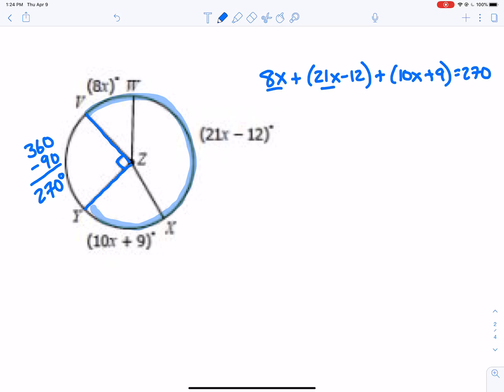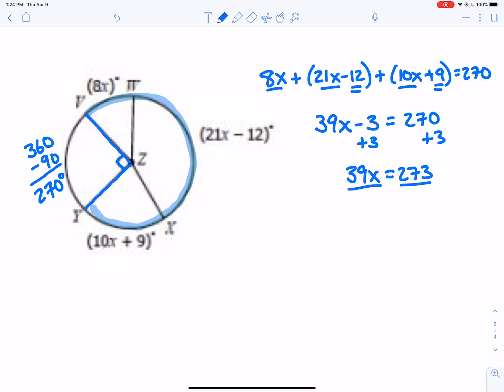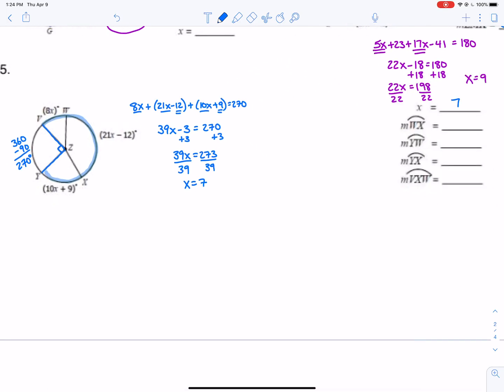If we combine all of our x terms, we get 39x. And if we combine our constants, we get minus 3, because negative 12 plus 9 would be negative 3. So it simplifies pretty quick to be 39x minus 3 equals 270. And then we can just add 3. So we get 39x equals 273. Divide both sides by 39. So you get x equals 7. All right, so that's our first step. x equals 7. And then they ask us to find the measure of arc WX.